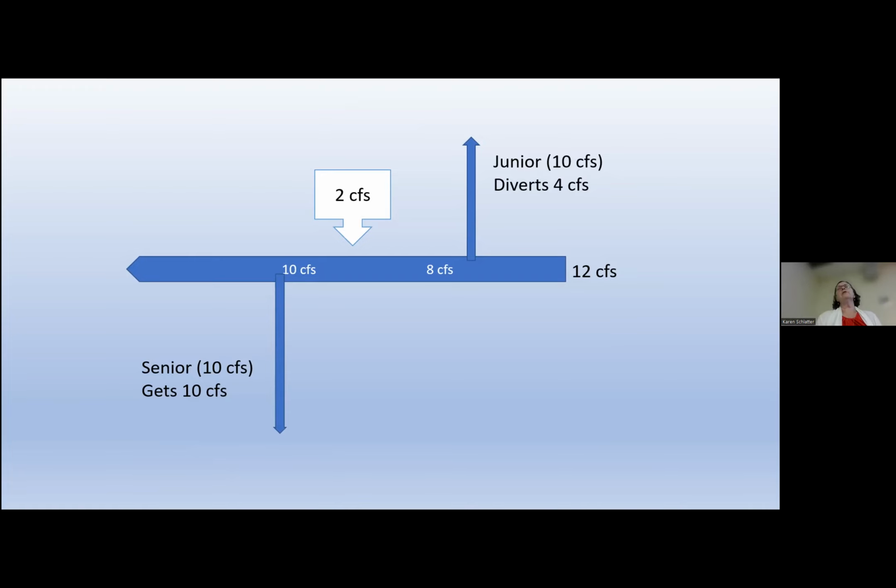We have to pay attention to return flows. In this example, let's say half of the water that the junior diverts goes back to the stream. So if there's 12 CFS in the river, the junior can divert four, which leaves eight. Then return flows from his field come back, 2 CFS, which then puts the river again at 10 CFS.